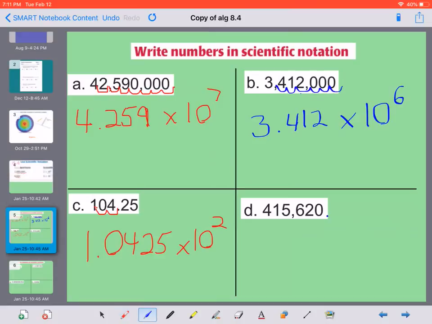Finally, I'm going to imagine there's a decimal point here. Move over 1, 2, 3, 4, 5 spots. So I'd have 4.1562 times 10 to the fifth. So I moved over 5 spaces.